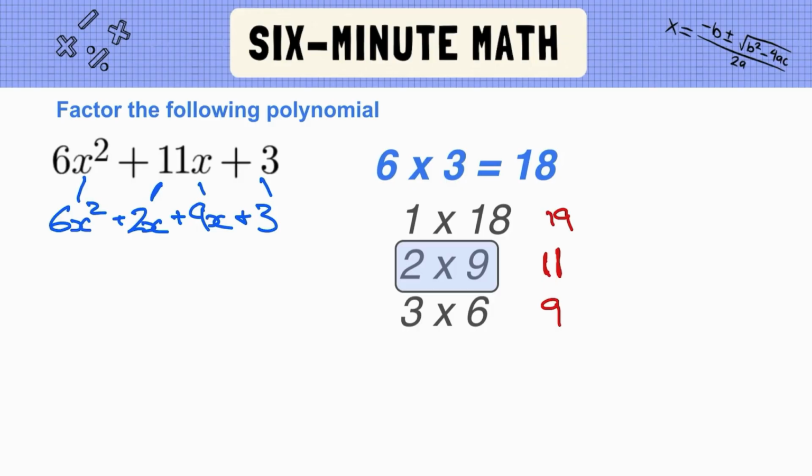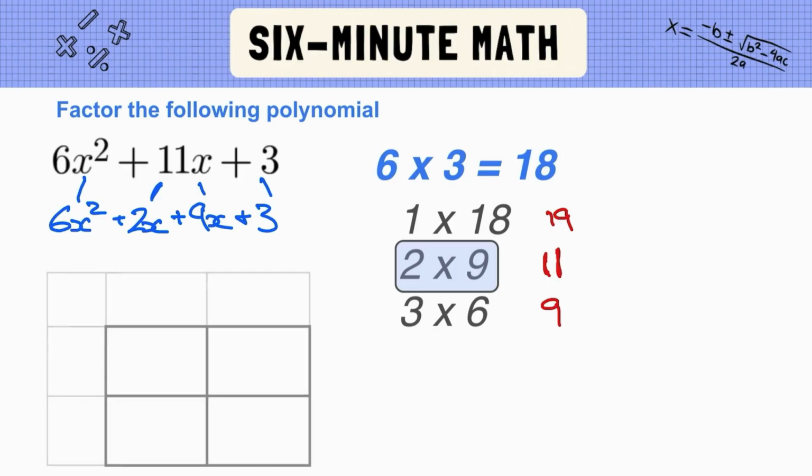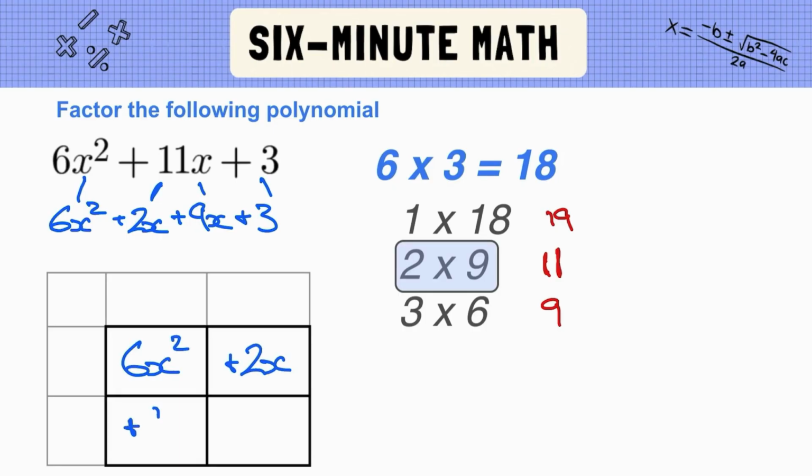I have my polynomial here, and now I can put my terms in a box. So we're going to go left to right, top to bottom. We have 6x squared plus 2x plus 9x plus 3. I'm going to factor my rows and columns. 6x squared and 2x, I can take out a 2x. 9x plus 3, I can take out a positive 3.